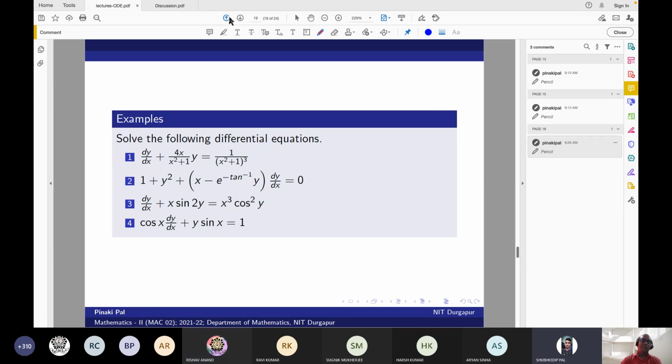Exact differential equation: you have to express the differential. So the standard procedure I am talking about is that you have to express the differential equation in this form, M dx plus N dy, in differential form. This is equal to 0.